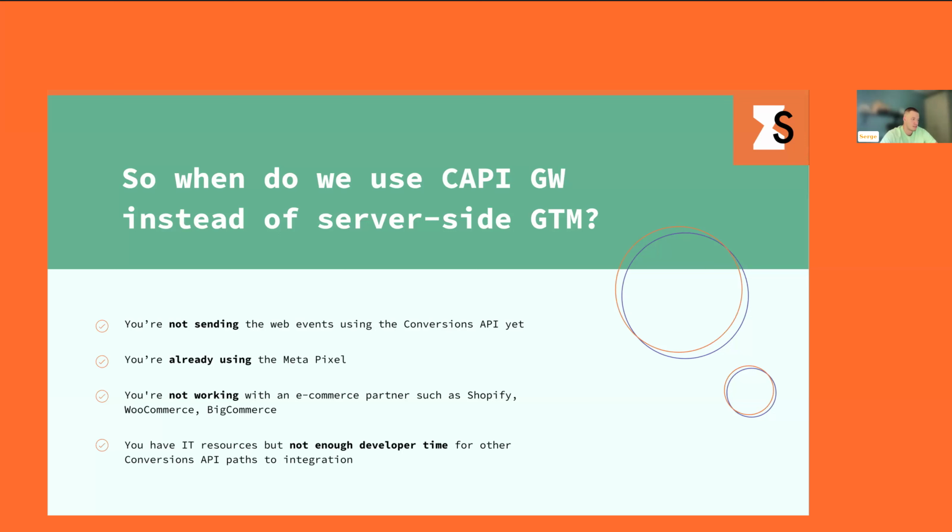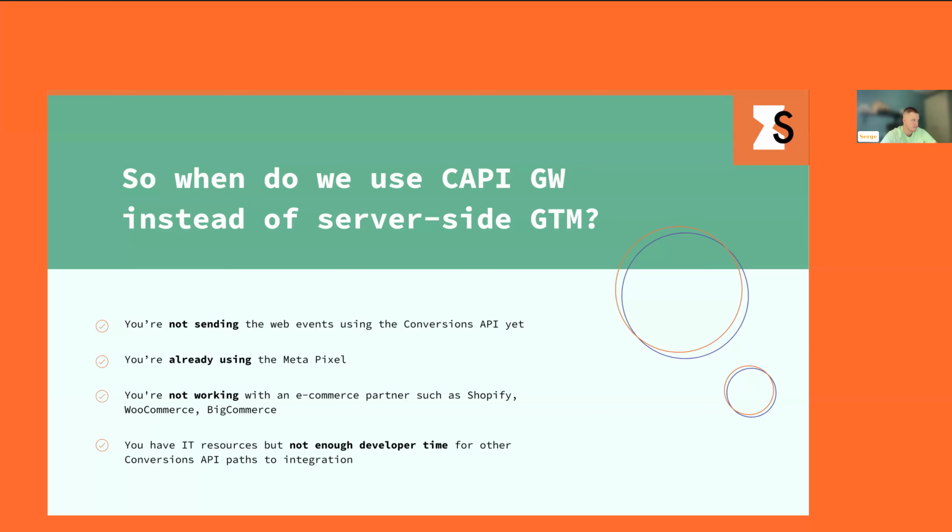In case you're not working with an e-commerce partner such as Shopify, WooCommerce, and BigCommerce, and of course, if you have IT resources but not enough developer time for other Conversion API paths for integration. So as you saw during the implementation demonstration, it's super easy. It takes literally like 5 minutes of your time to set up an account from scratch and host the pixel for your client.